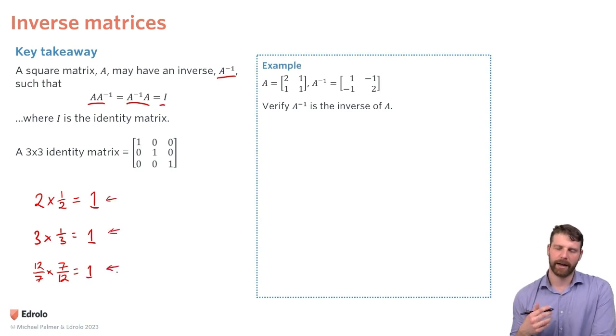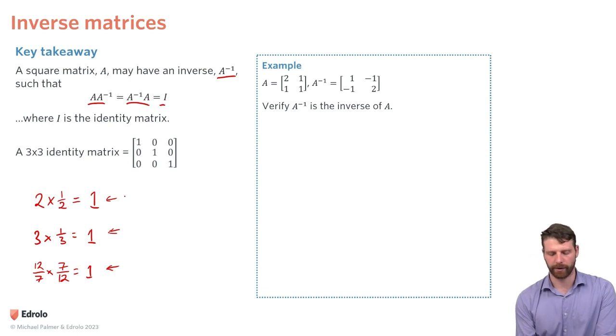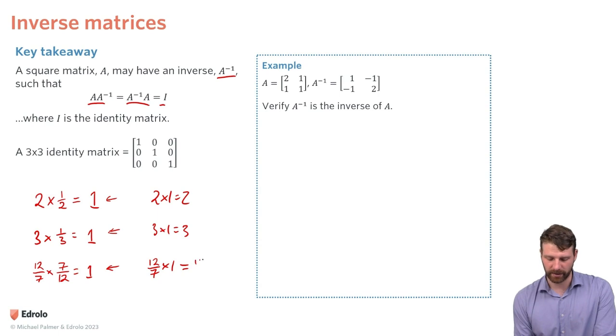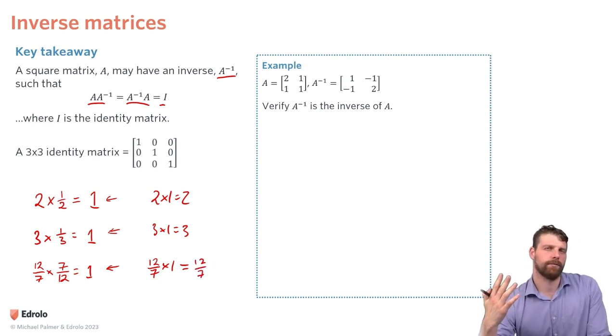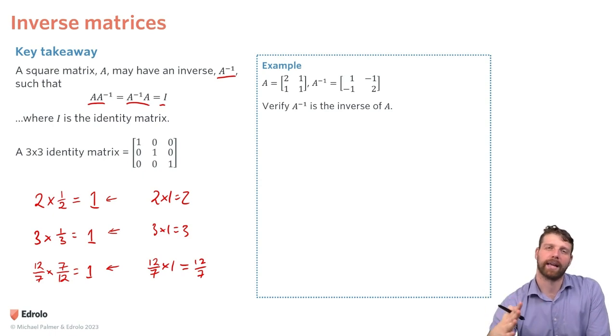An identity in mathematics is something that does almost nothing. It returns what we have. So why is 1 special? You know this property of 1. 2 times 1 is 2. 3 times 1 is 3. And 12/7 times 1 is 12/7. That is, multiplying by 1 doesn't really do anything. It gives us back the number we had. And that's why it's called an identity.